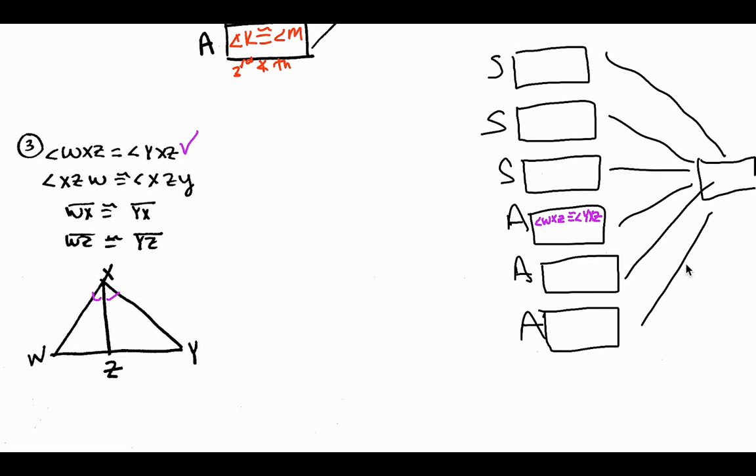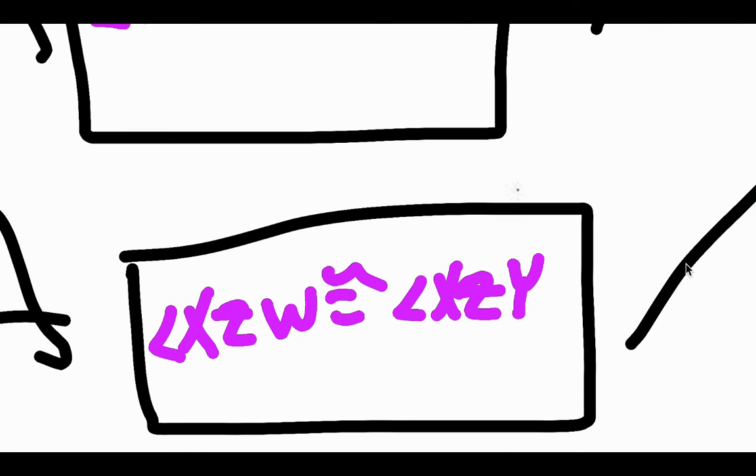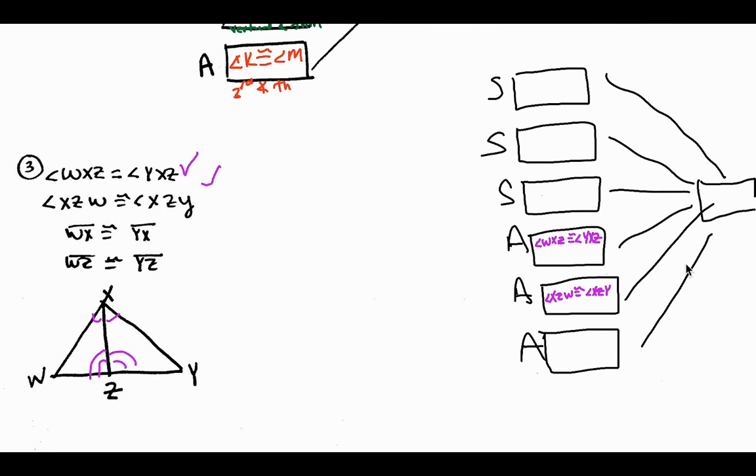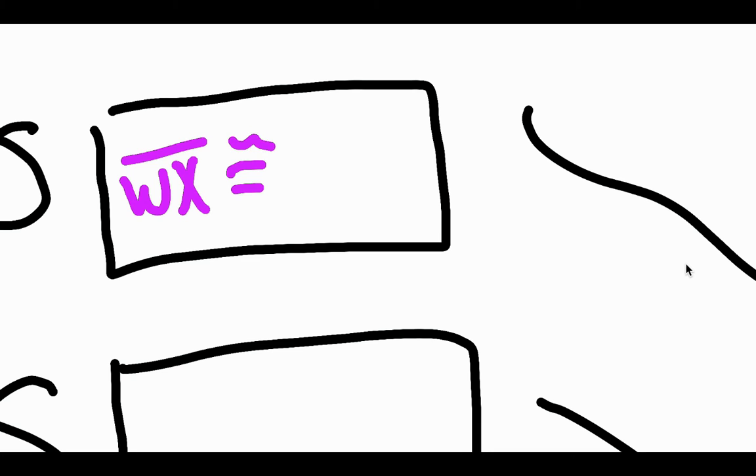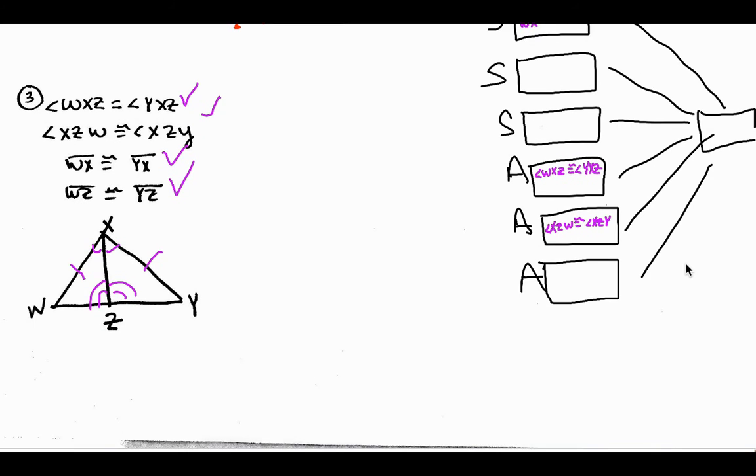They gave us another angle. XZW is congruent to XZY. Okay, so let's fill in another angle. Angle XZW is congruent to angle XZY. So that's another angle. That's awesome that they gave that to us. Now we have two line segments. WX is congruent to YZ, so that is a line segment. WX is congruent to YZ. And WZ and YZ.